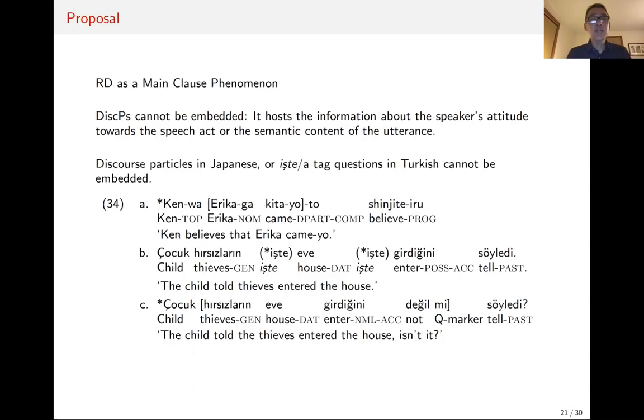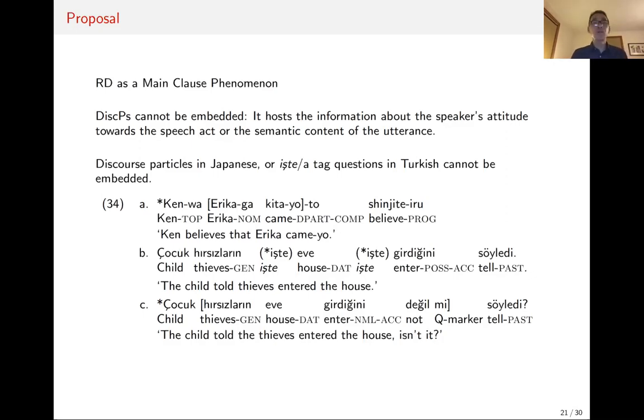So right dislocation as a main clause phenomenon, we want to say that discourse P cannot be embedded. So that's one of the things we'd like to say first. It holds the information about speaker attitude, the speaker's intention to connect the speech act or the utterance content to the discourse context or the people's knowledge state, however you want to manipulate the discourse with the content of the speech act. That type of information is located in discourse P and therefore it's unembeddable.